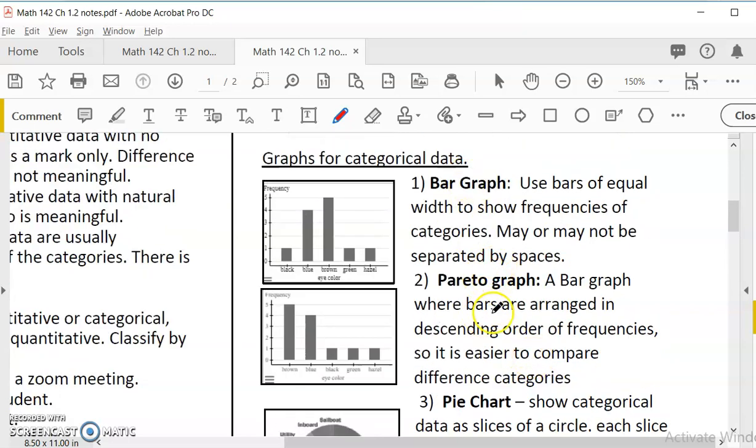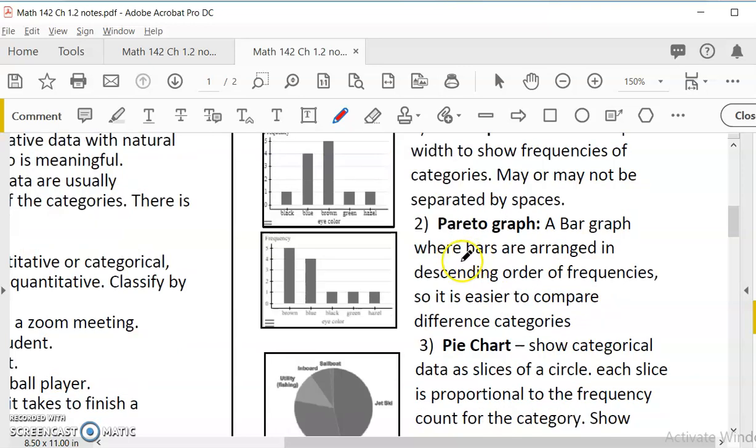So these two are actually the same thing. They're both bar graph. They're both bar graph where the heights represent frequency. The only difference is for Pareto graph, the highest frequency and the lowest frequency are sorted in order. In bar graph, they are sorted in whatever order that you want, maybe whatever is given, etc.